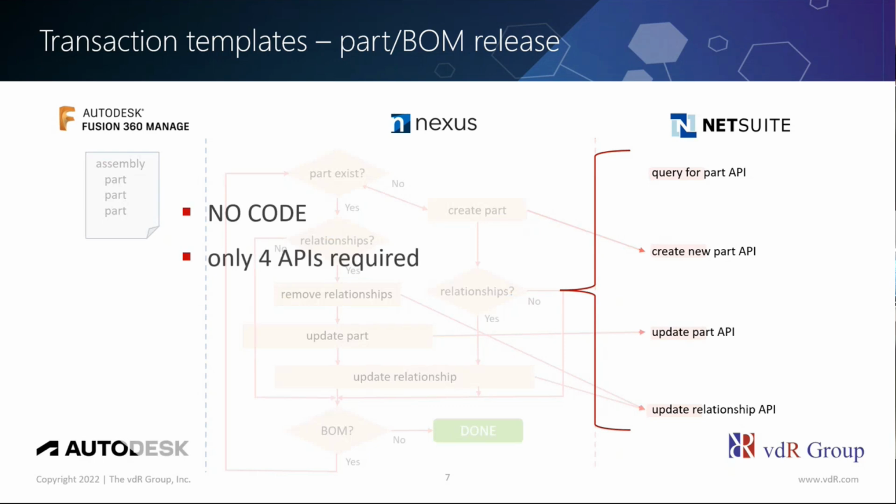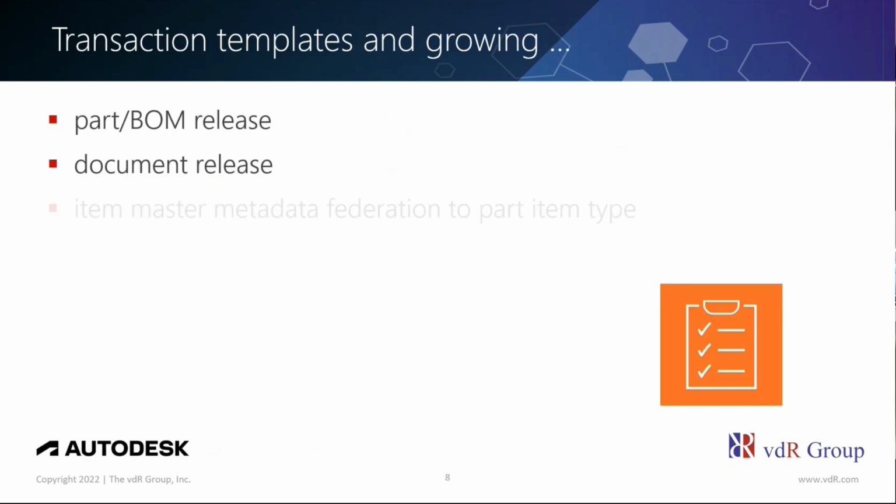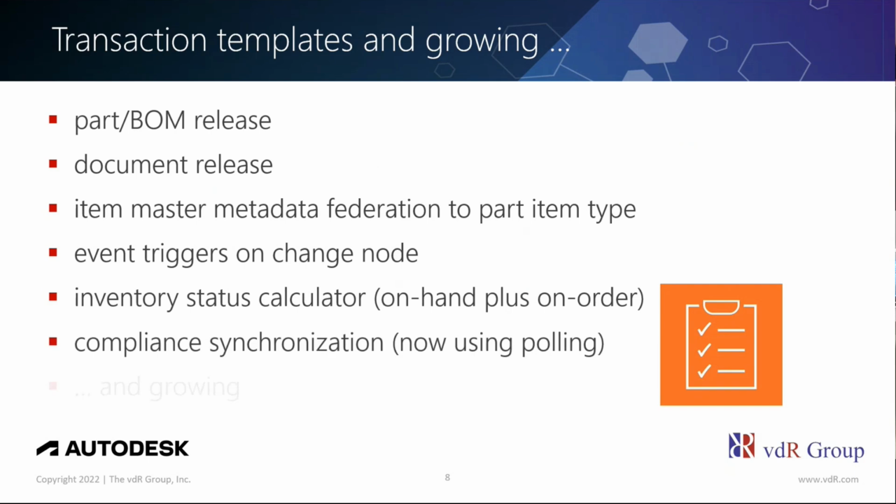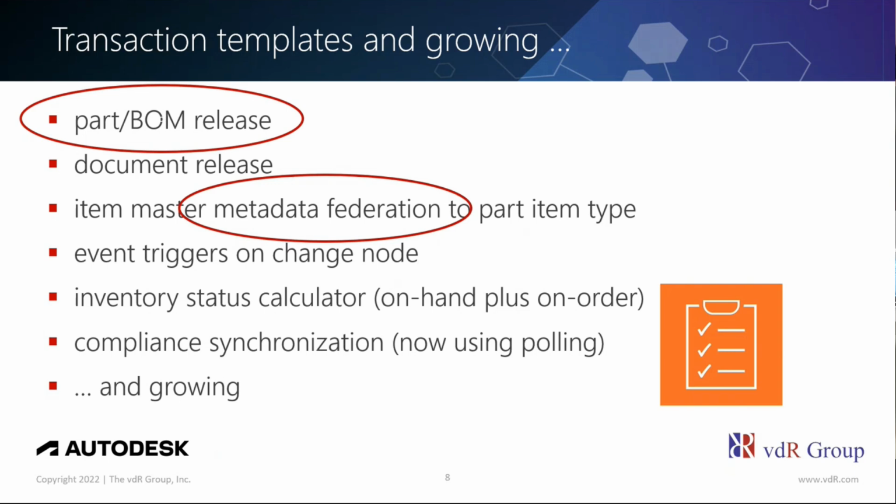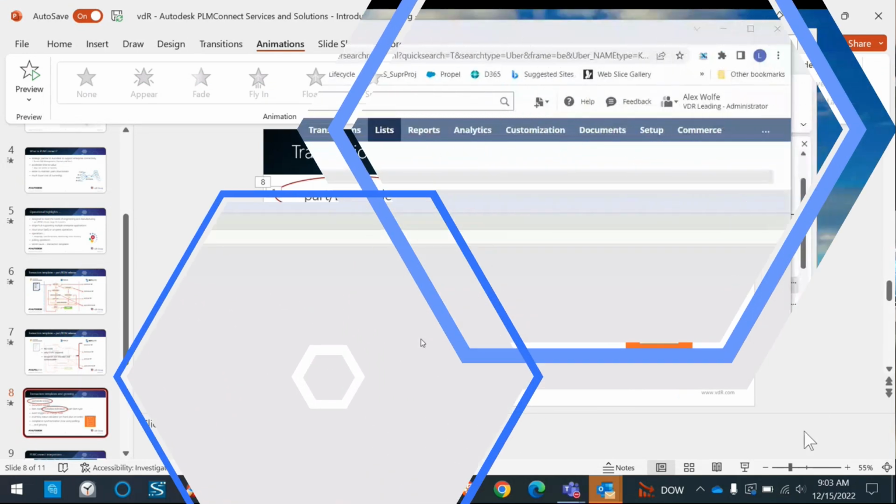And then, from the standpoint of what we are communicating here, we're excited about the platform because, one, there's no code. There's a handful of APIs that we use on the NetSuite side, and these are driven by these so-called templates. We have a whole list of templates today. I won't get into all of them, but in the demo today, we're going to talk about the part BOM release, and we're going to talk about federation. And there's other things we can do. So with that, I'll turn it over to Louis.